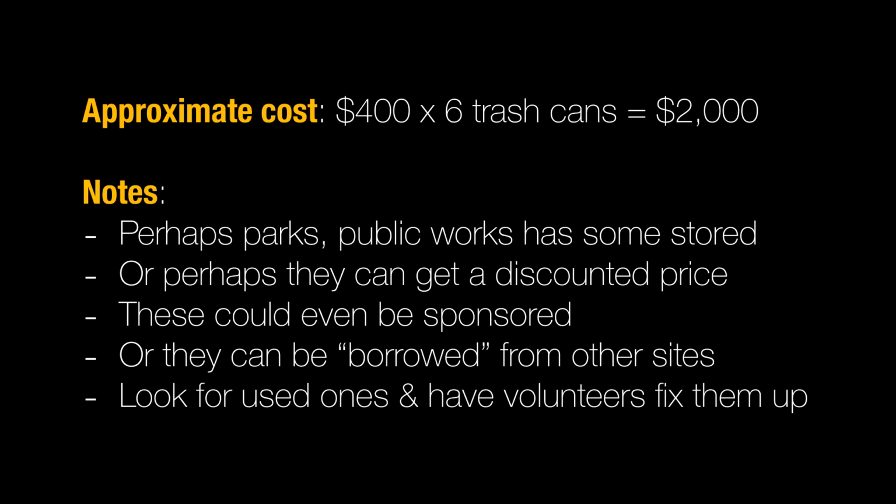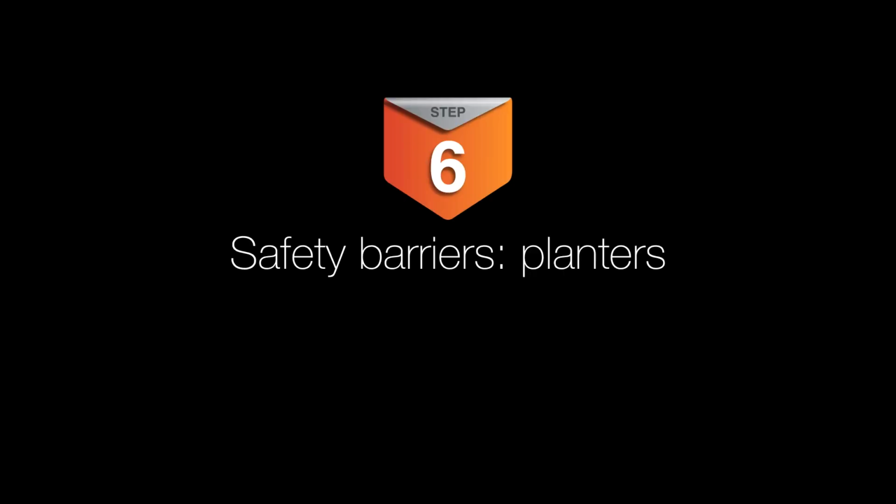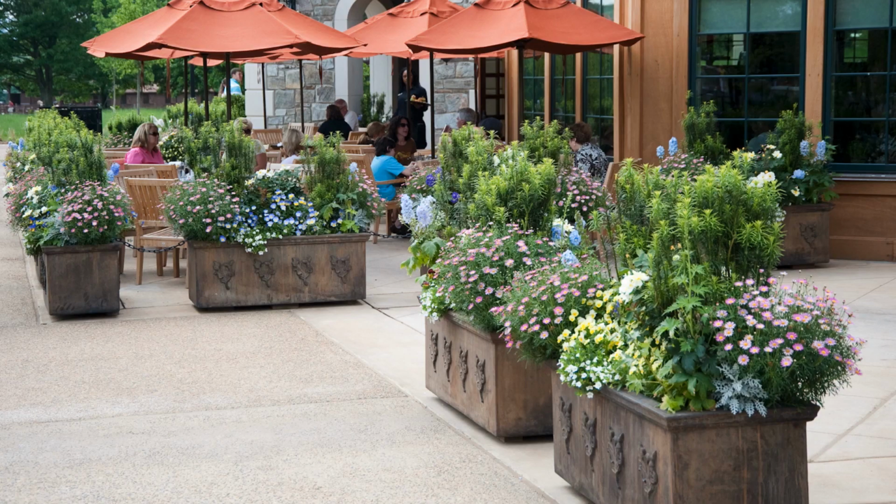Okay, so we got trash cans. The next thing we need are safety barriers, but I would call these planters. You know, these planters here, I love these planters. By the way, you notice they can fit a forklift under them. These are not on casters. It's too easy for people to move them around if they're on casters. But you might be able to borrow a forklift and move them around as you change your plaza.